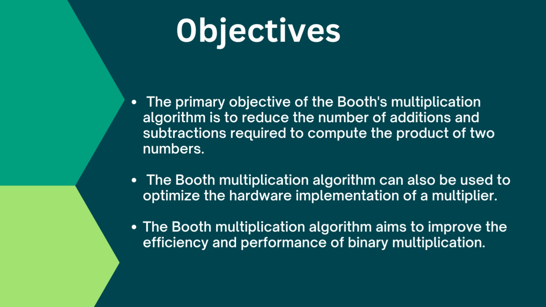By using a modified representation of the multiplier, the algorithm can perform additions and subtractions more effectively, reducing the overall number of operations required. In addition to reducing the number of arithmetic operations, the Booth multiplication algorithm can also be used to optimize the hardware implementation of a multiplier. By minimizing the number of partial products and reducing the number of required adders and multipliers, the algorithm can help to reduce the complexity and cost of hardware implementations.